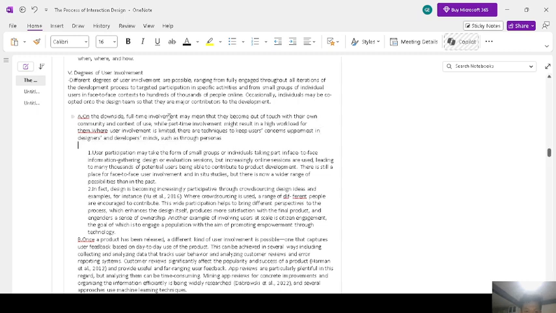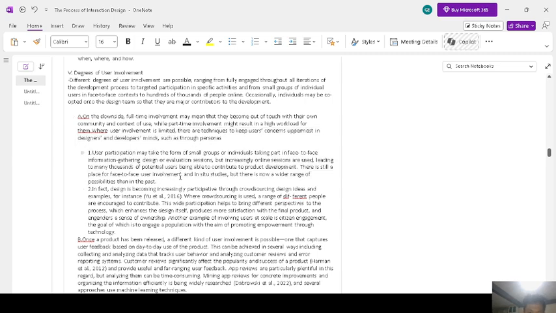On the downside, full-time involvement may mean that they become out of touch with their own community and context of use, while part-time involvement may result in a high workload for them, where user involvement is limited. There are techniques to keep users' concerns uppermost in designers' and developers' minds, such as through personas. So there's a lot of ways to involve a user, not just to create a workable software. You can also use persona.